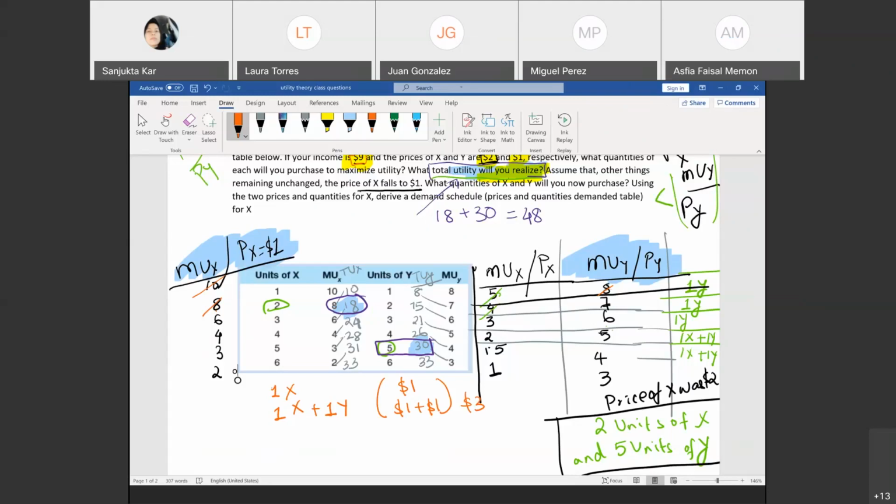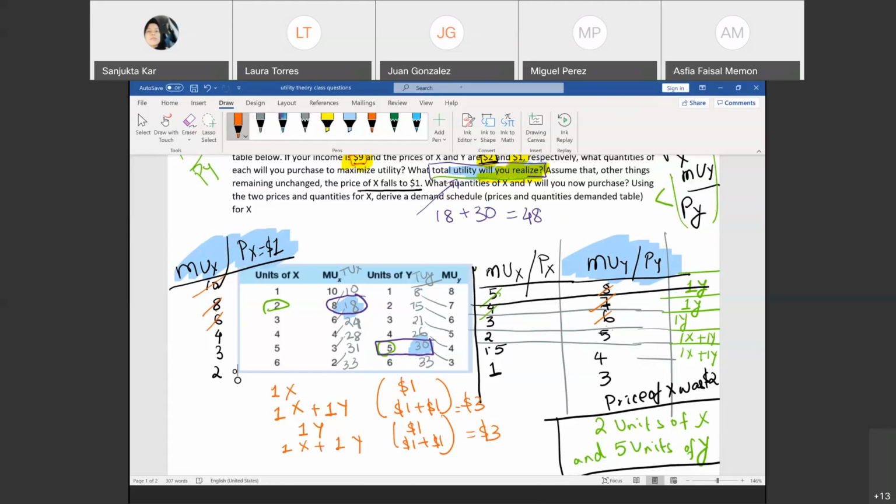So I go on, I compare 6 to 7. 7 is greater than 6. Step 3, I purchase 1 more Y. Then step 4, 6 equal to 6. I have 1X plus 1Y again. So basically, I'm spending $3 more again. So I still have $3 left over.